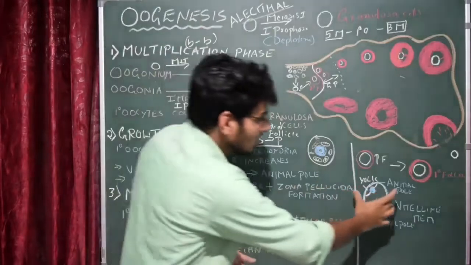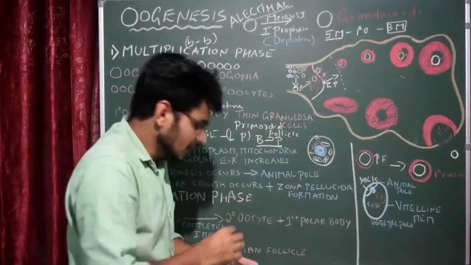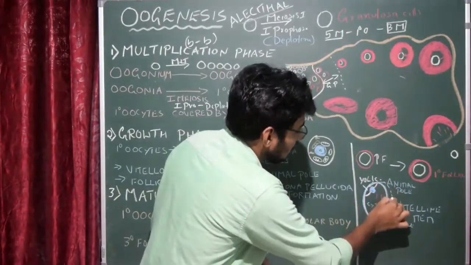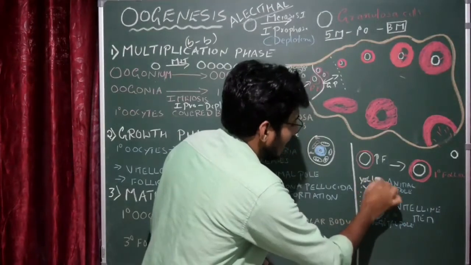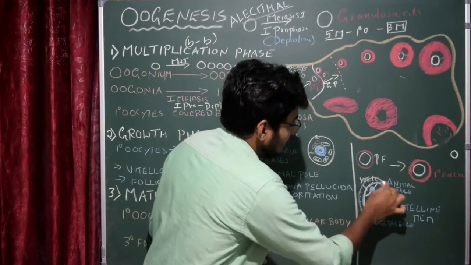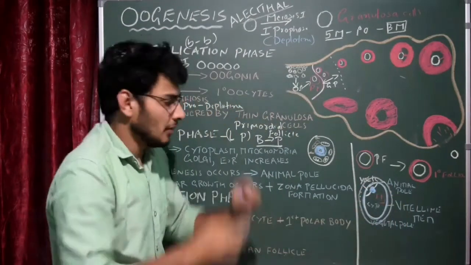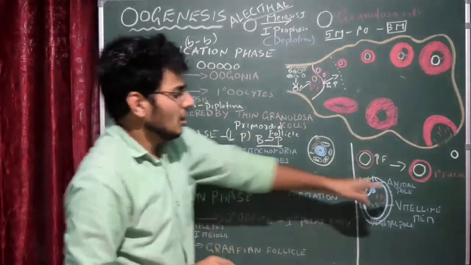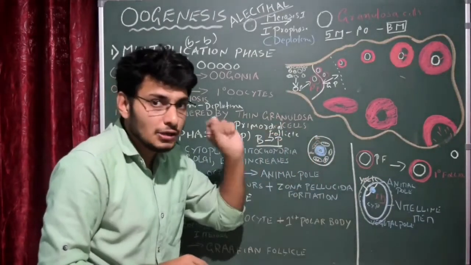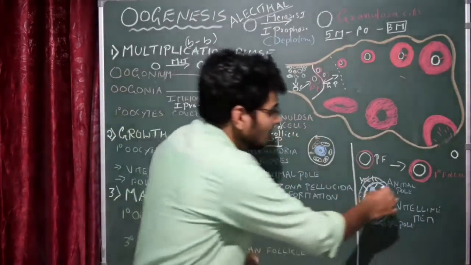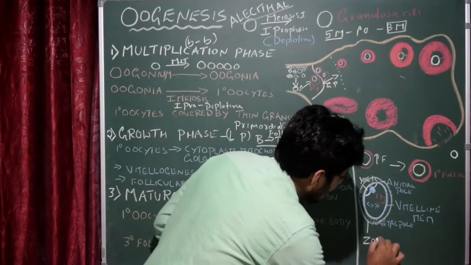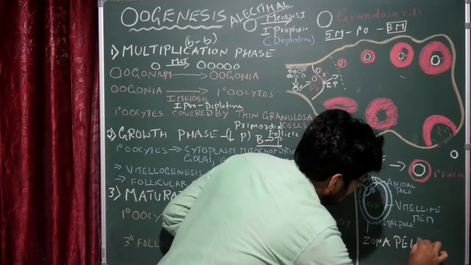Now, once the vitelline membrane formation takes place, again you see one more layer formed around the vitelline membrane. This layer around the vitelline membrane is called the zona pellucida. One thing to remember: in the growth phase, vitelline membrane formation completes. Got it? But in the same growth phase, the formation of another layer, the zona pellucida, is initiated.